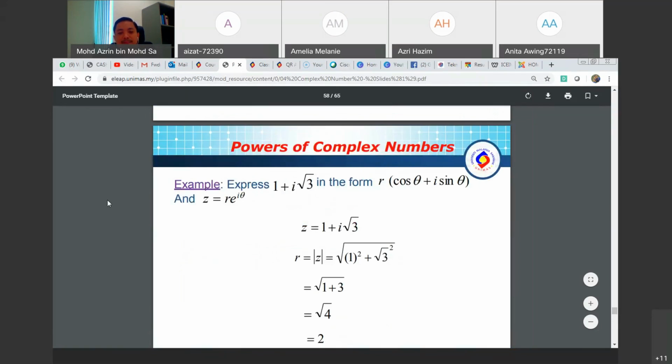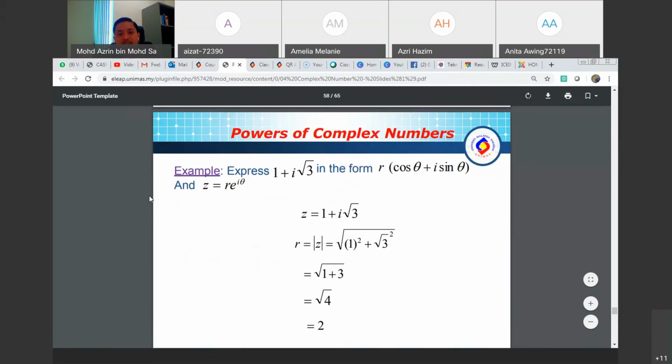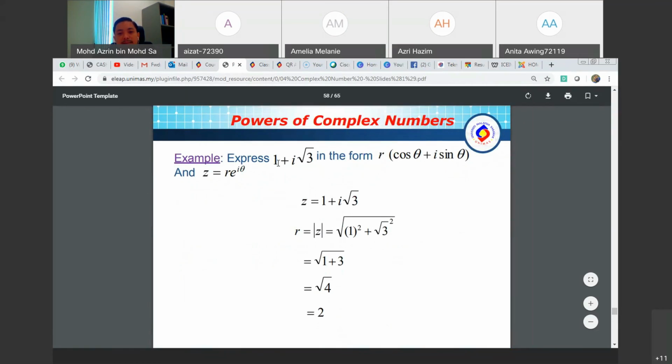Alright, example. Express 1 plus i square root 3 in the form of polar form and then exponential form. Ada dua kan dia suruh. So, complex number ni tukarkan dia kepada form of polar form and exponential form. Simple je kan? Macam mana?